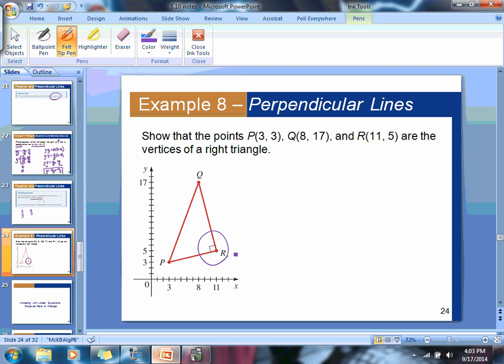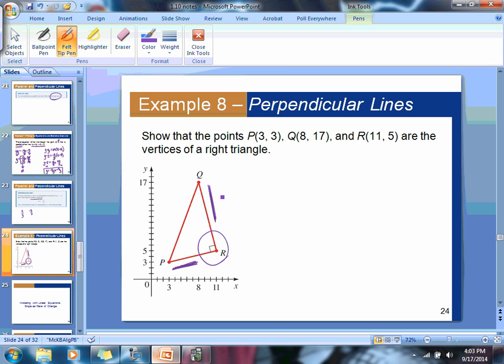So if I'm trying to show that this really is the vertices of a right triangle, I need this side here, the QR, and this side here, PR. I need them to be perpendicular because perpendicular lines form that right angle.